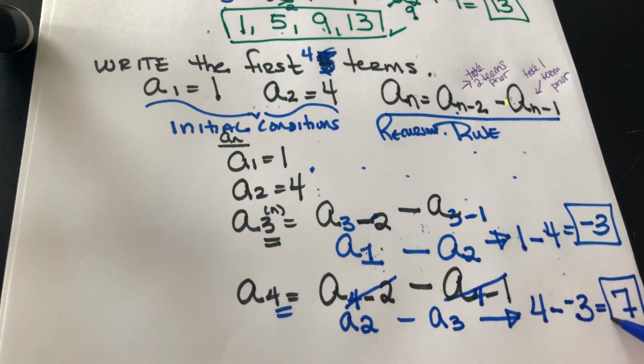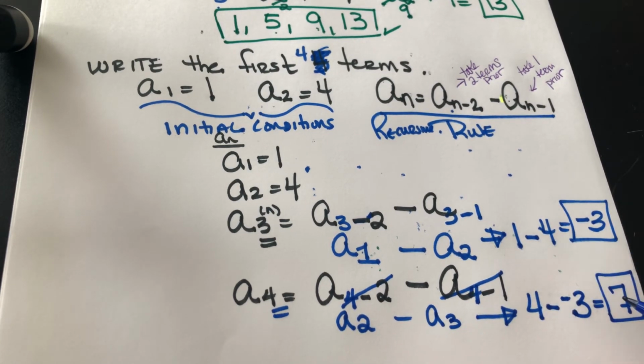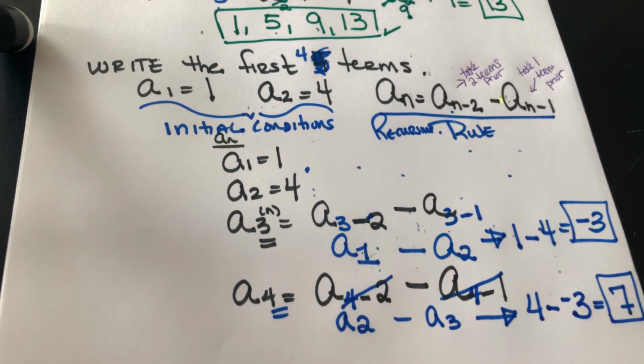It's really important you guys take your time, because if you get this wrong, obviously this is going to be wrong for recursive, because recursive all depends on your first term, or the term prior. So here are your answers: 1, 4, negative 3, and 7.